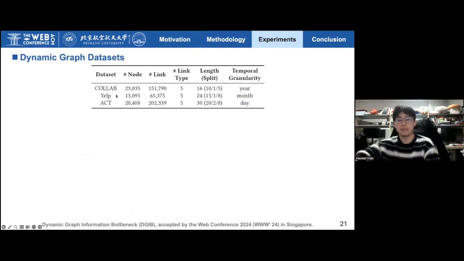So the Collab is an academic collaboration dataset with papers published in 16 years, which reviews the dynamic citation networks among others. And the Yelp contains customer reviews on business for 24 months, which are collected from the crowdsourced local business review and social networking web. And the ACT describes the actions taken by users on a popular MOOC website within 30 days, and each action has a binary label. The statistics of this dataset are concluded in a table, which also contains the split of the snapshot for training, validation, and testing.